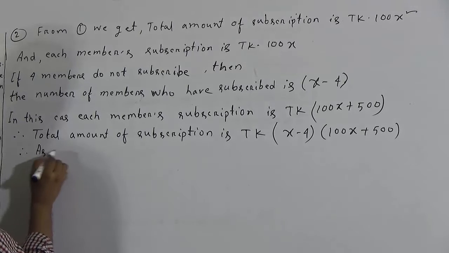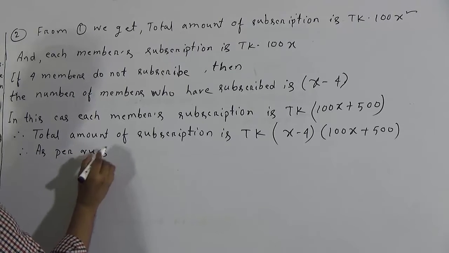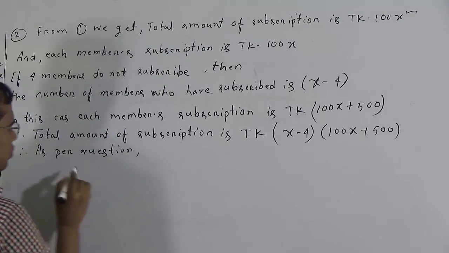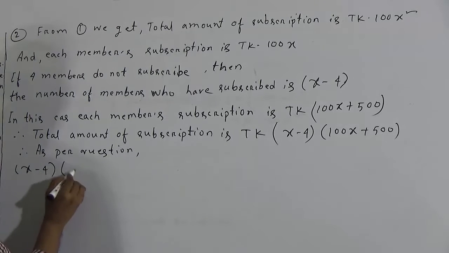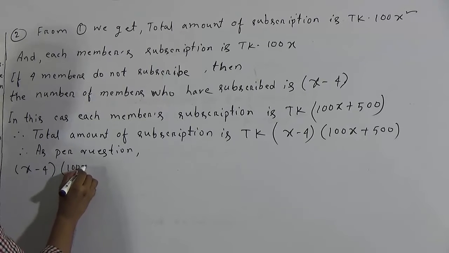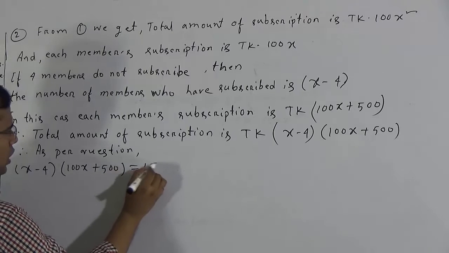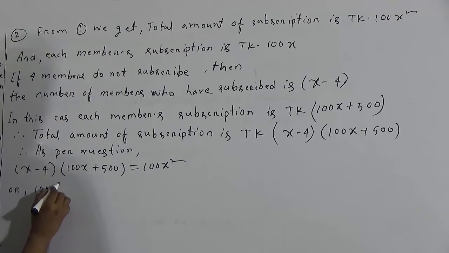Therefore, as per the question, (x minus 4) into (100x plus 500) equal to 100x square. Now, after multiplying, we get x into 100x, this is equal to 100x square.